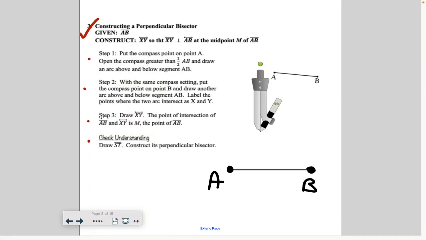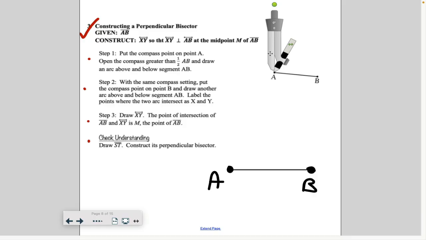Put the compass on point A. I'll use theirs first, then I'll do mine. You'll notice, does it tell you how far you need to go? It just gives you a general sense. So what's the first step? Put it on point A, open the compass where?